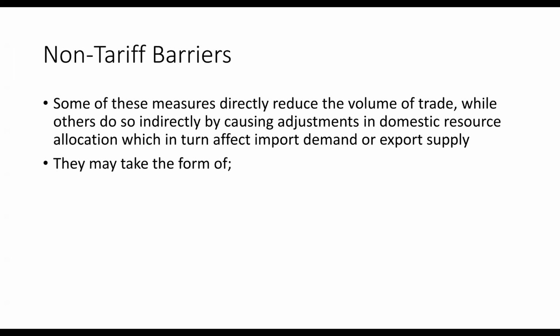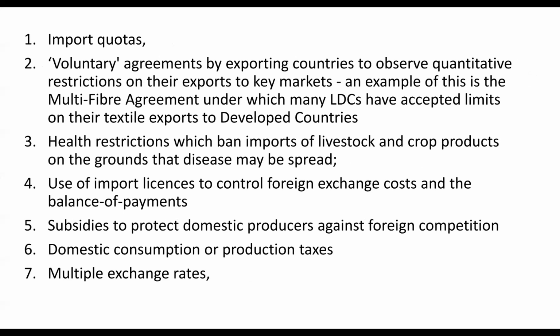Let's quickly look at the non-tariff barriers. Some of these measures directly reduce the volume of trade, while others do so indirectly by causing adjustments in the domestic resource allocation, which in turn affect import demand or export supply. This may take the following forms. Number one, import quotas: voluntary agreements by exporting countries to observe quantitative restrictions on their exports to key markets.